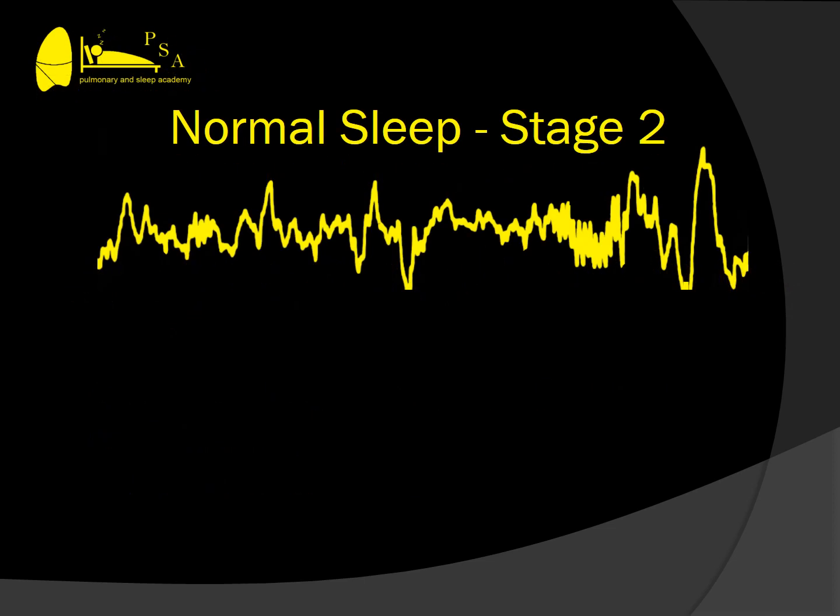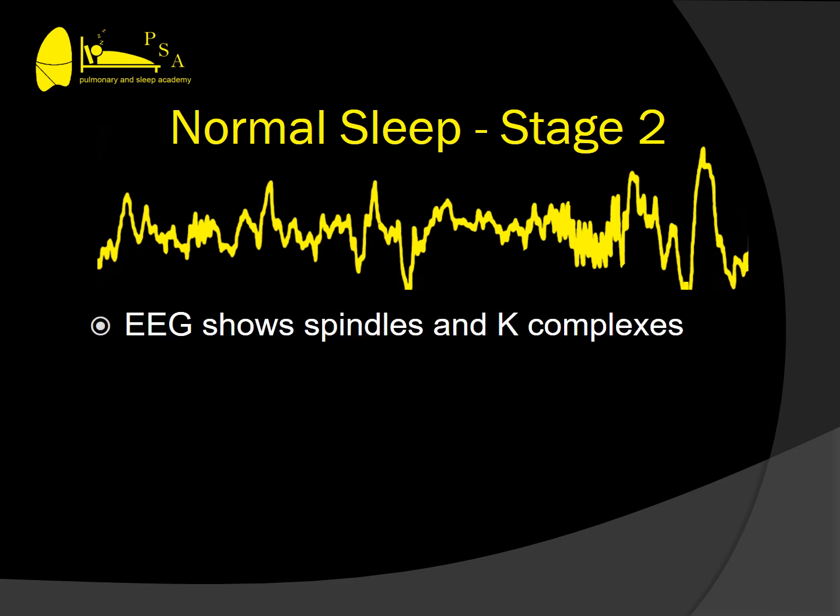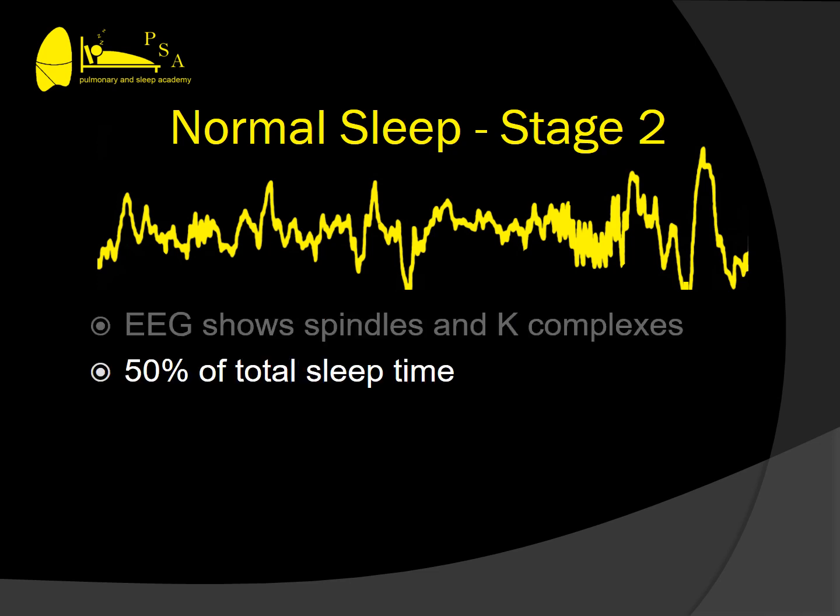Stage 2 sleep has some very unique EEG characteristics. First of all, there's these clusters of waveform known as sleep spindles. There also are these periods of high amplitude, low frequency waves known as K-complexes. And these are generally what defines the EEG of stage 2. We also spend half or more of our time while asleep in stage 2.